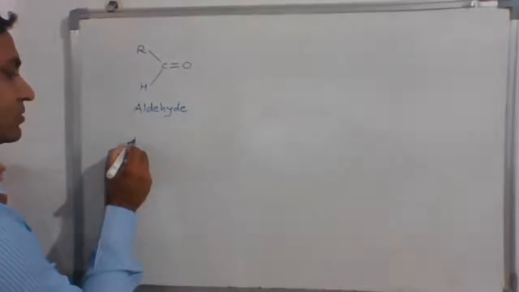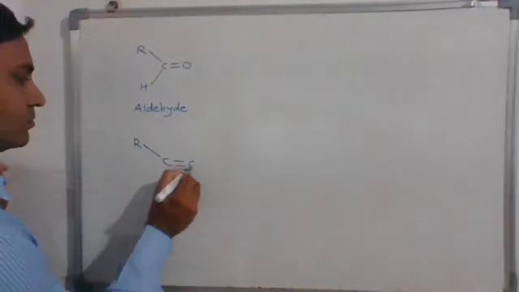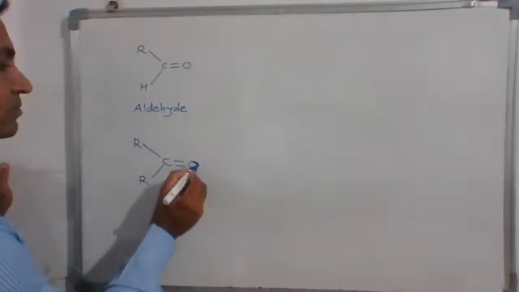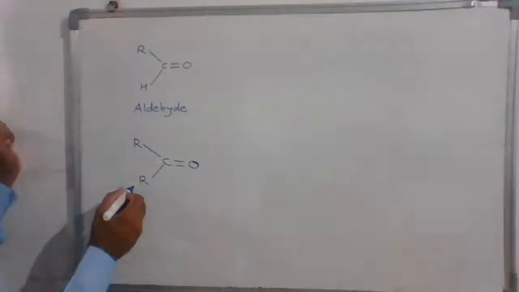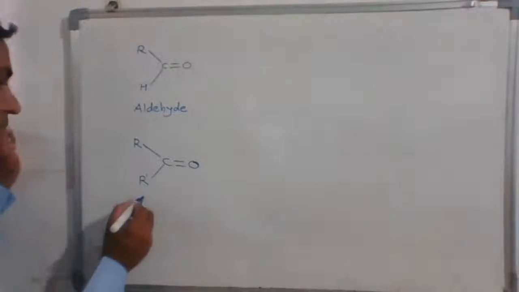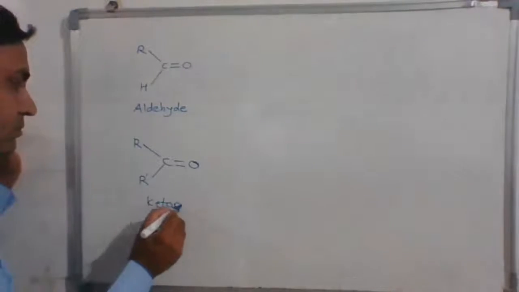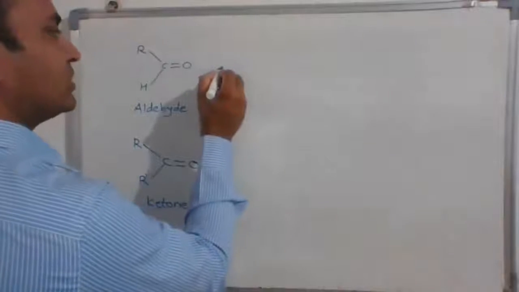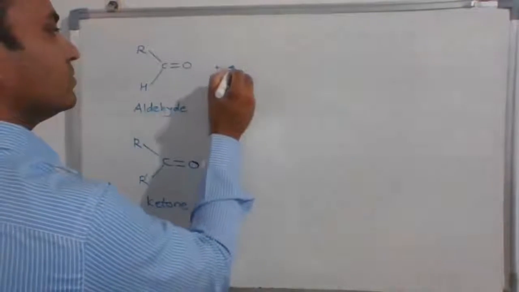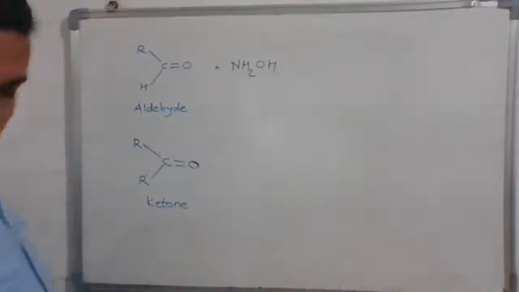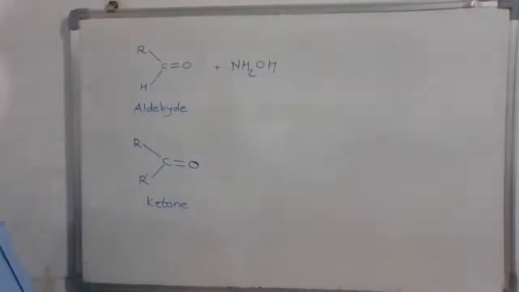In the case of ketones, there are two alkyl groups on the carbonyl carbon. These alkyl groups may be the same or they may be different. When we react this aldehyde or ketone with hydroxylamine, NH2OH is hydroxylamine.